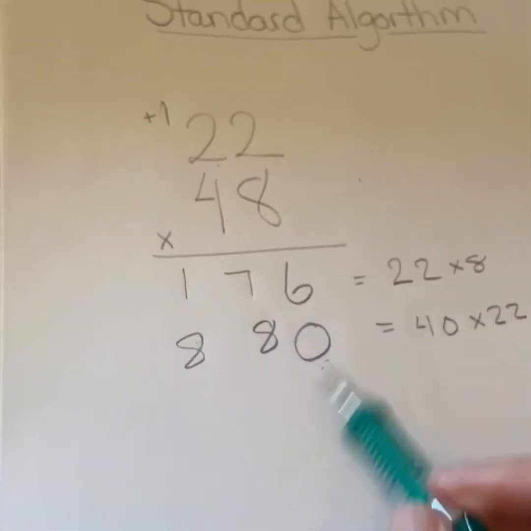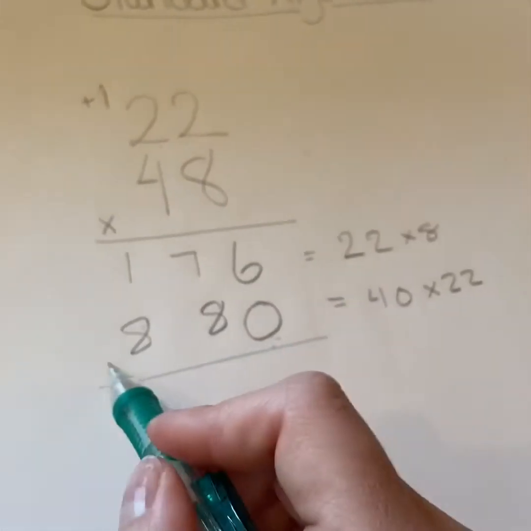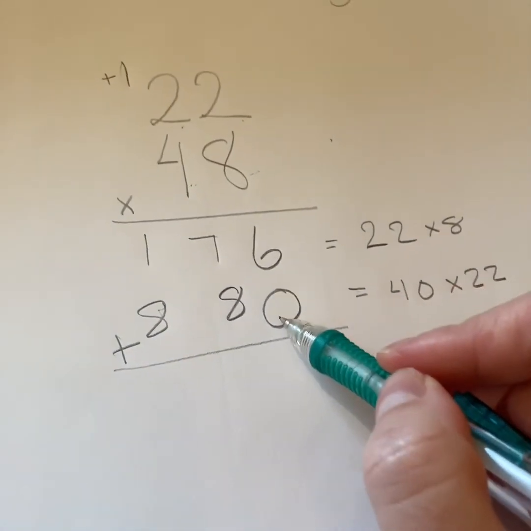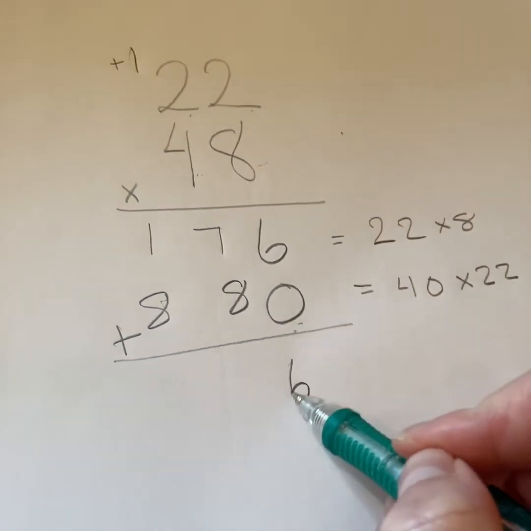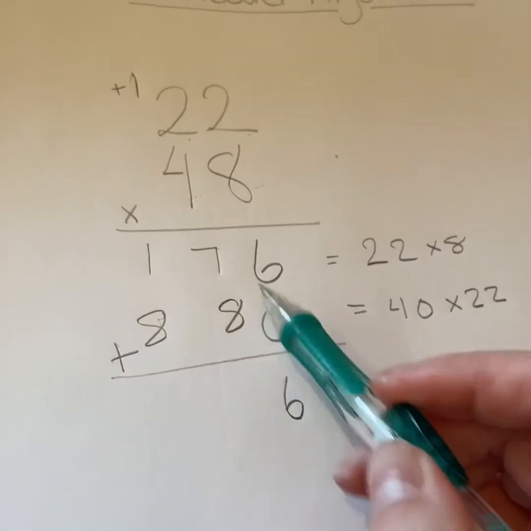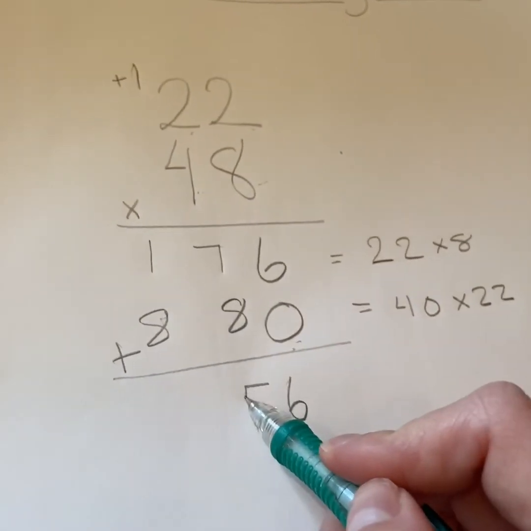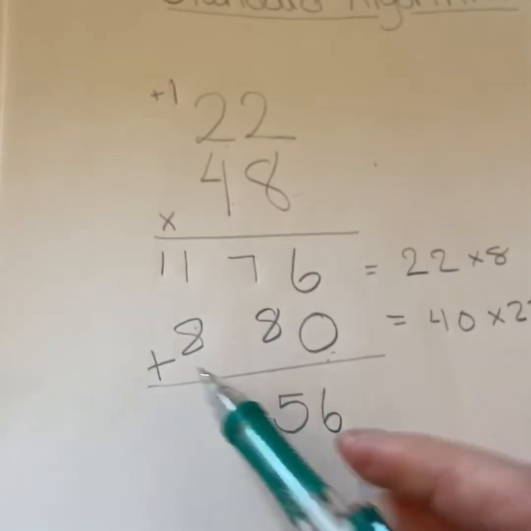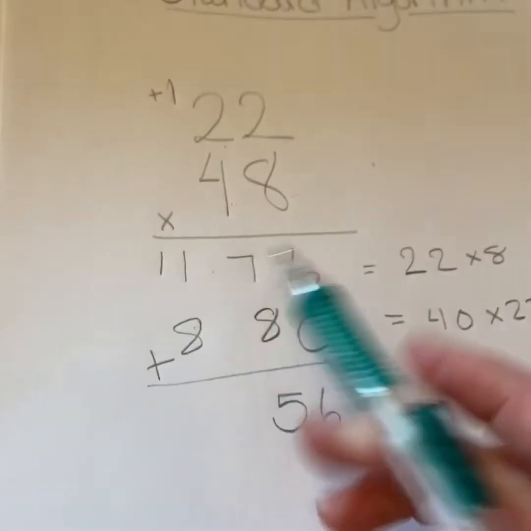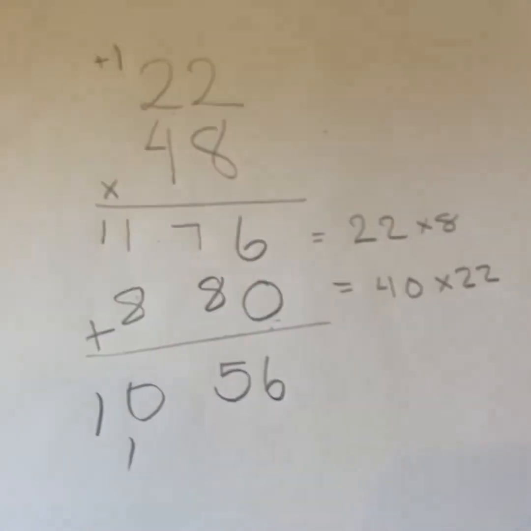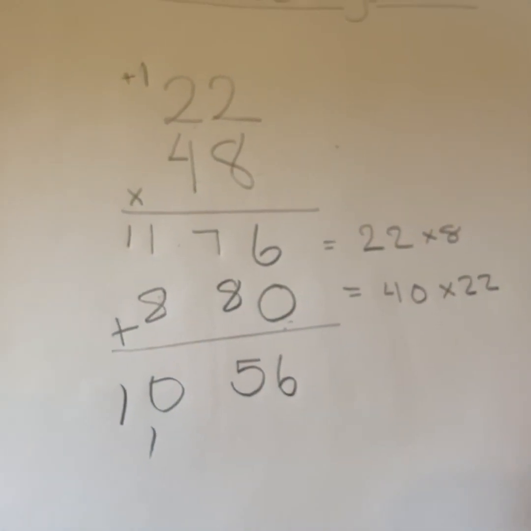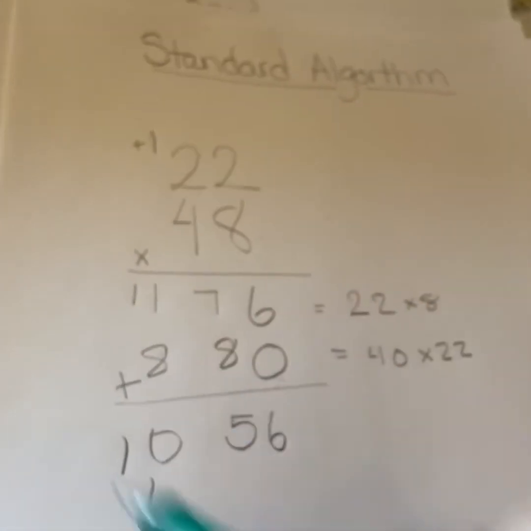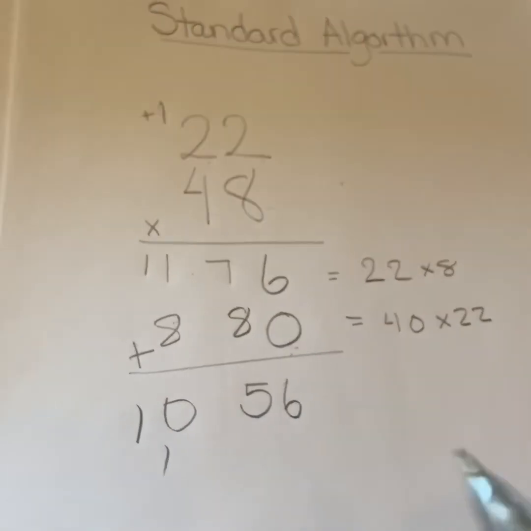Now, just like in partial products, I'm going to add this all together. 6 plus 0 is 6. 8 plus 7 is 15. Then I'm going to bundle my 100. 8 plus 1 is 9, plus 1 more is 10. So I get 1,056.